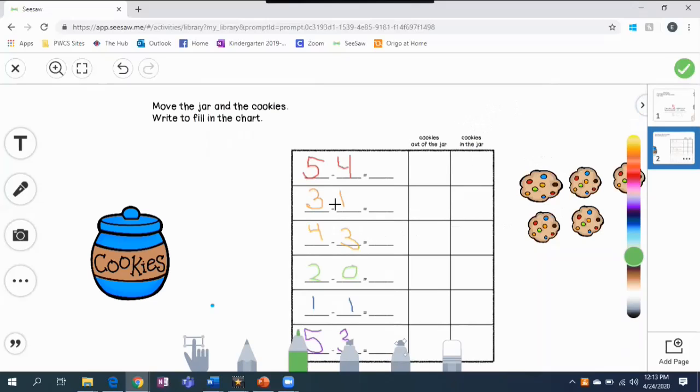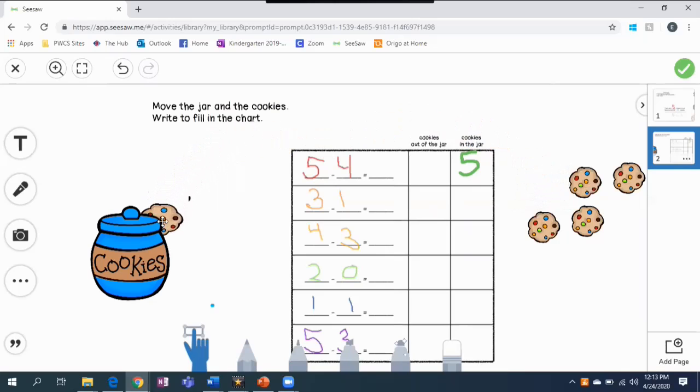All right, so for today's activity, you are going to have equations over here that look like this, okay? And you are going to get to do it with the jar and the cookies, okay? So the first problem says 5 cookies were in the jar, okay? So I'm going to write the number 5. Over here it says how many cookies are in the jar. So I'm going to write the number 5. Then I'm going to click my move tool and I'm going to move 5 of my cookies in the jar.